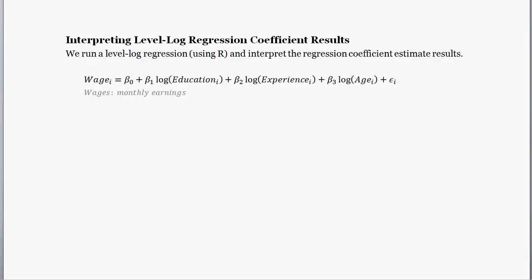In this model, the independent or explanatory variables are education, experience, and age, all in log terms. And the response variable, wages, is in level terms. Wages here are interpreted as monthly earnings.